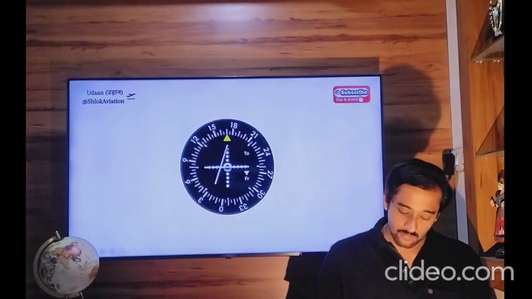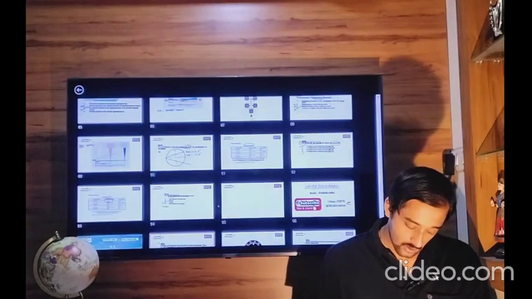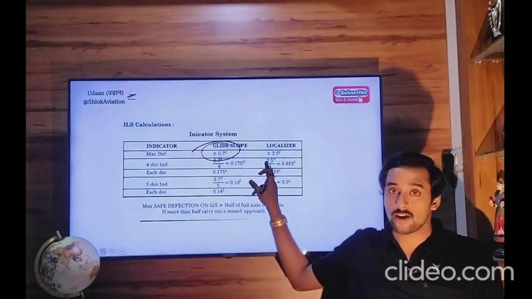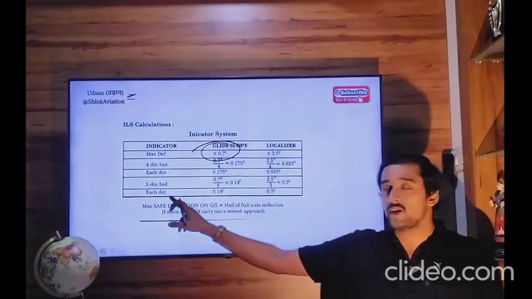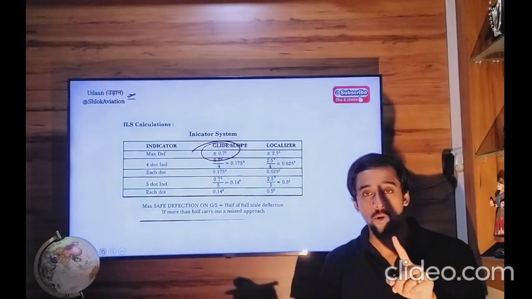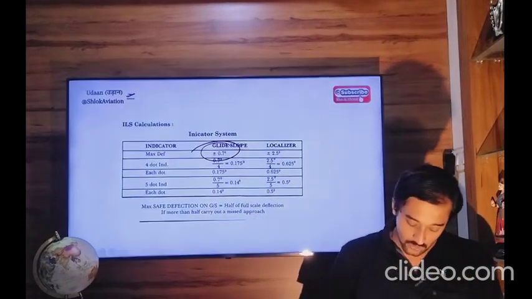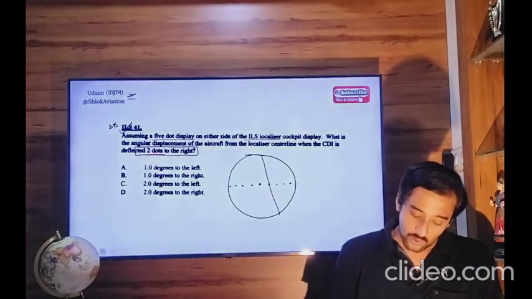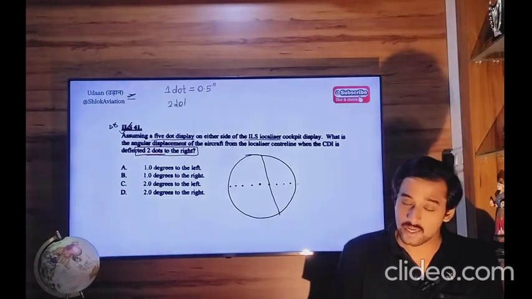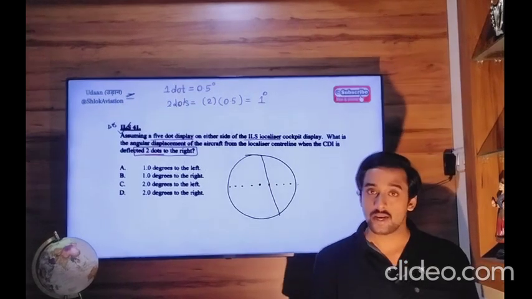Now you have to remember this: for a localizer, the maximum deviation allowed is plus or minus 2.5 degrees. On a 5-dot indicator, every dot will be equal to 0.5 degree. The maximum deviation is 2.5, so when you divide 2.5 by 5, every dot carries a value of 0.5 degrees. So one dot equals 0.5 degrees. Two dots will be equal to how many degrees? 2 times 0.5, so it will be 1. It's a 1 degree angular displacement.